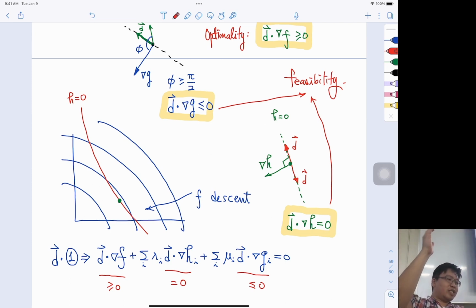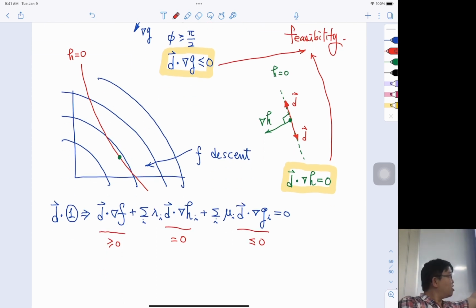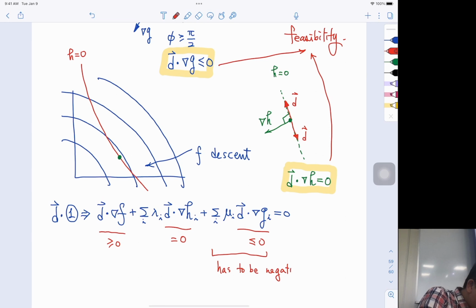So if we want this equation to be valid all the time, the middle one is 0. The first one is positive. So on the right hand side, the mu I d dot gradient g has to be negative, right? It has to be negative or 0. Otherwise, there's nothing to balance out the first term, which is positive or 0.